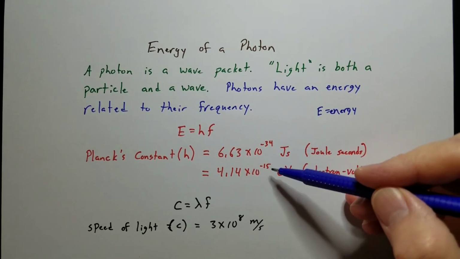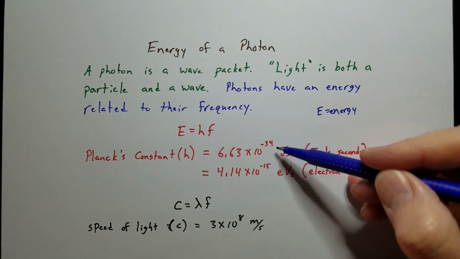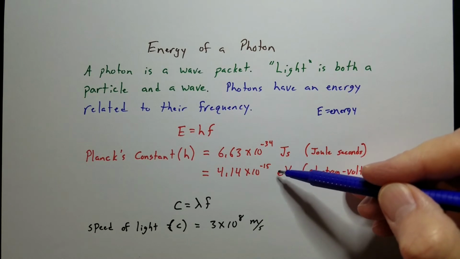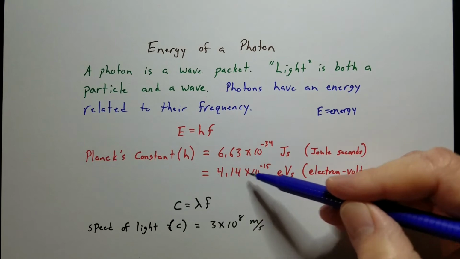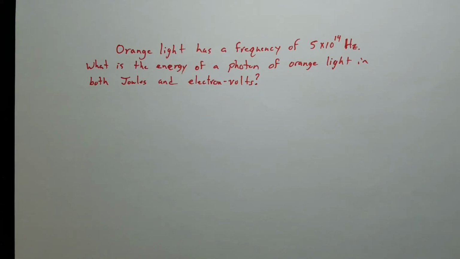But it's always going to be one of these two versions of Planck's constant. If I want the energy in joules, I'll use this one. If I want the energy in electron volts, I'll use this one. All right, let's start off with this one.